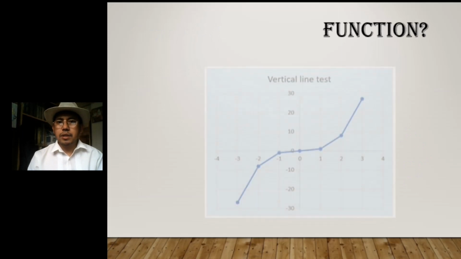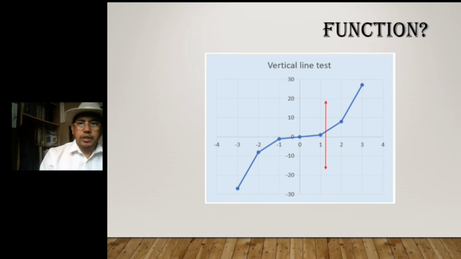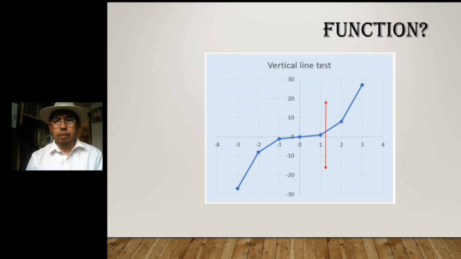How about this? We have in here. Is it a graph of a function? Yes. Why? Let's try to see the vertical line test. The vertical line test only intersects the graph at exactly one point. And so meaning to say, this graph is considered to be a graph of the function.